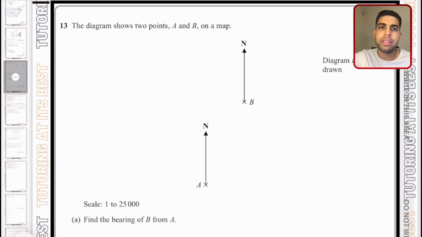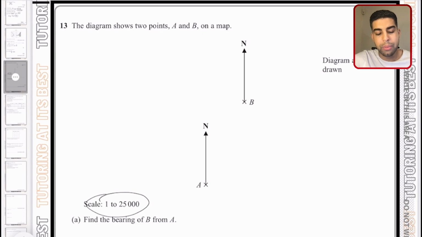Amazing. This diagram shows 2 points. So this question is related to bearings. Now it may be slightly difficult as I haven't got this printed out, so it is going to be a challenge to measure this angle, but let's try our best. So the diagram shows 2 points, A and B, on a map. And the scale is given 1 to 25,000. And we need to find the bearing of B from A.